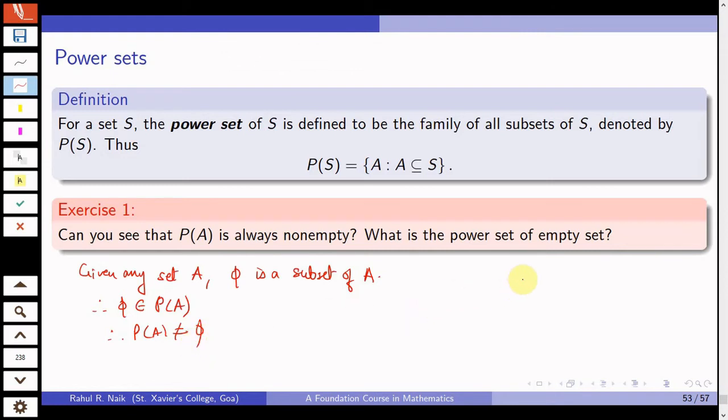And what is the power set of the empty set? I just now answered. If we have the empty set, the only subset of the empty set is the empty set, and therefore this is a singleton set containing the empty set. It is not the empty set. It is just like an empty box lying inside another box.